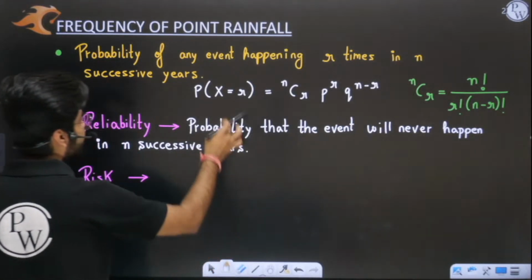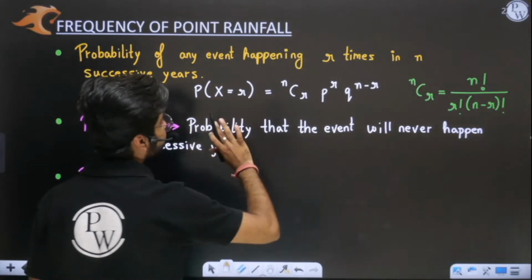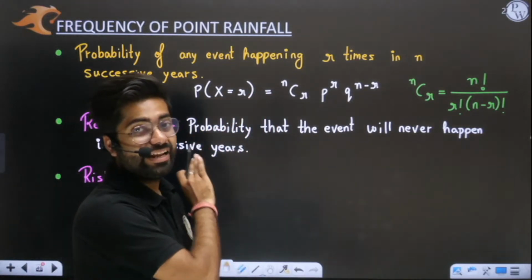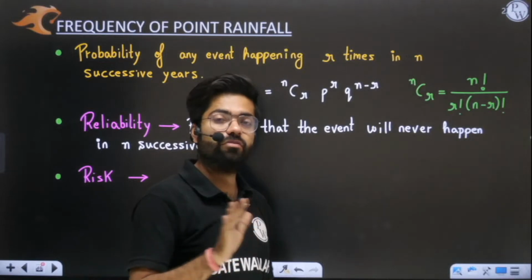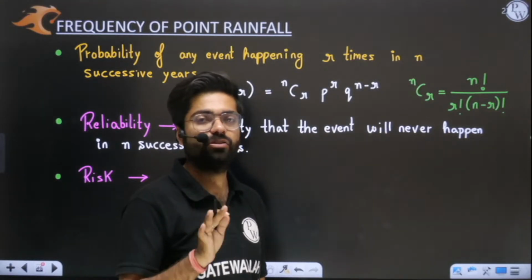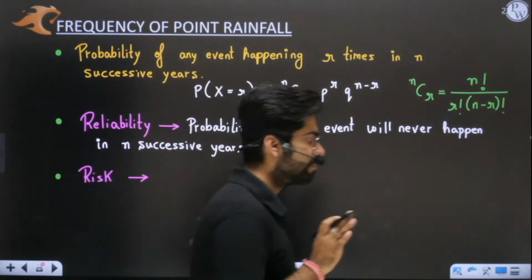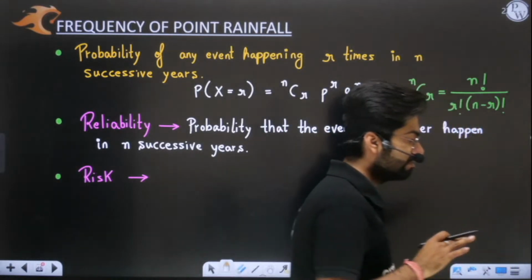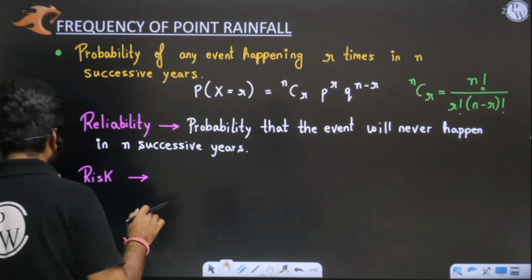See, if you want R to be 0, that means out of 50 times it never occurs. That means out of all the 50 times you are safe every time. Every year you will not see such a discharge happening. We are interested in finding R equal to 0. So what is the probability here?